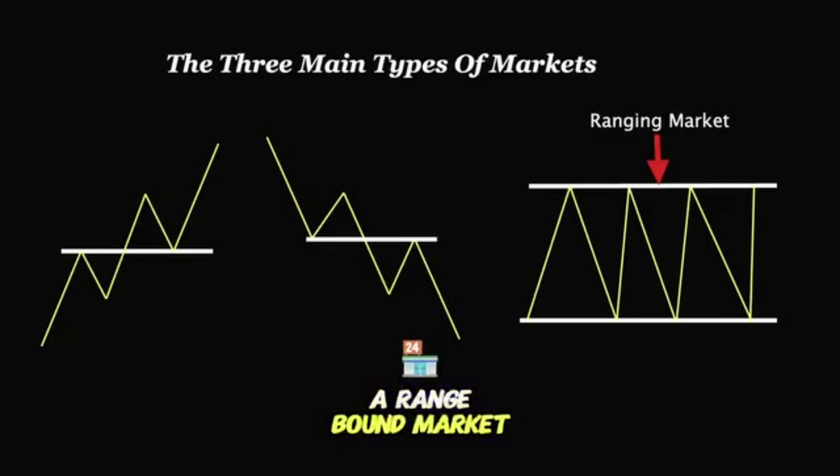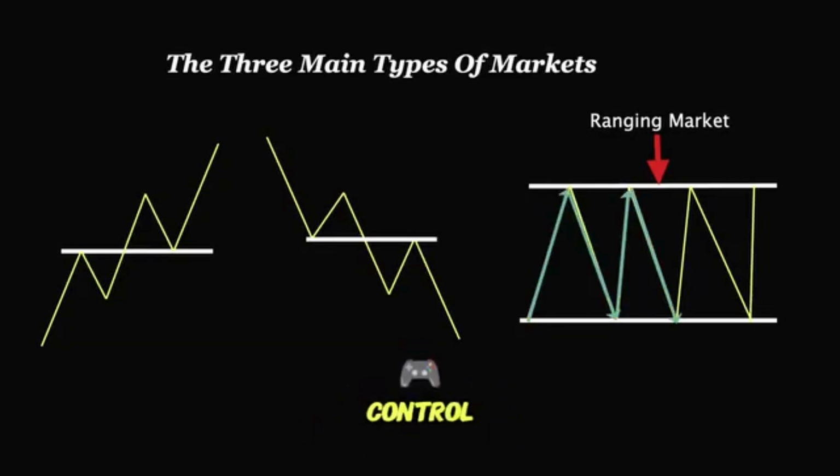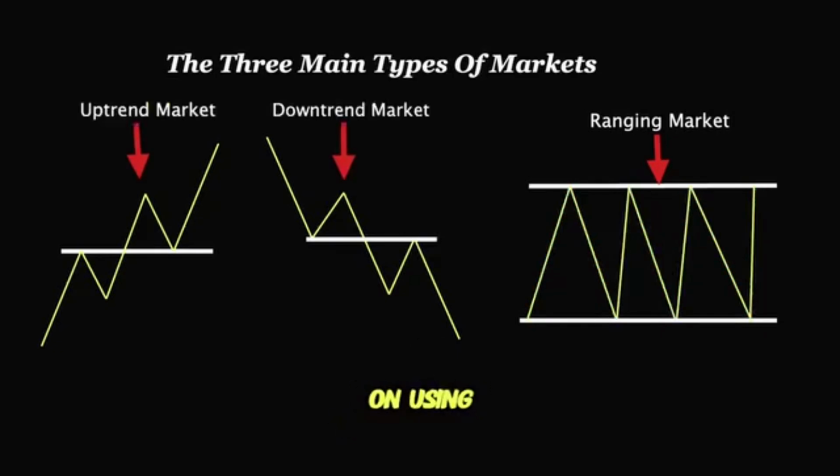A range-bound market is when neither buyers nor sellers are in control, causing prices to move sideways. This type of market can make Fibonacci retracement levels less reliable since there's no clear trend. For now, we'll focus on using Fibonacci retracements only in trending markets, where they're most effective.